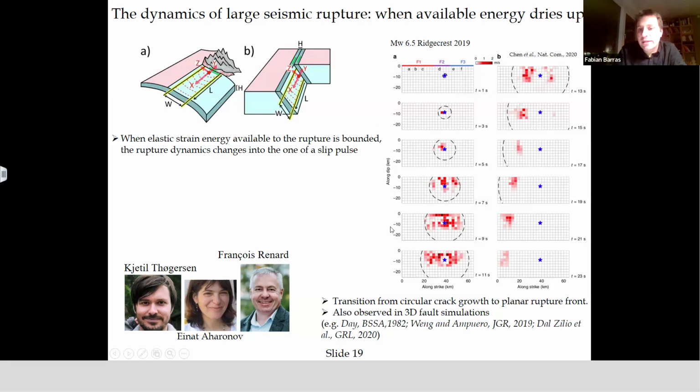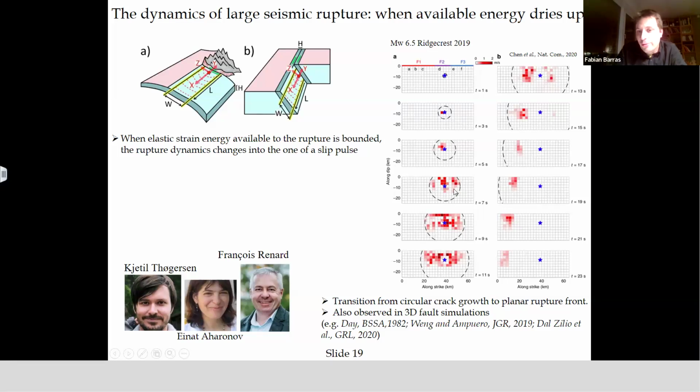And that's what can be seen, for instance, in this seismic inversion from the Ridgecrest event by Chen et al. Initially, what you see here is a map of the seismogenic zone, so basically this rectangle here. The rupture starts at this blue triangle. Initially, it grows like a crack radially.